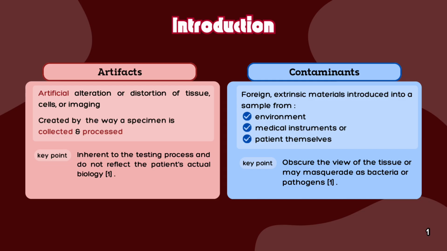condition. On the other hand, contaminants are foreign material that enter the specimen from external sources such as the environment, medical instrument, or even the patient itself. They may obscure tissue structures or mimic bacteria and other pathogens, which can lead to misinterpretation. Therefore, distinguishing artifact and contaminants is important to ensure accurate microscopy examination and reliable laboratory diagnosis.